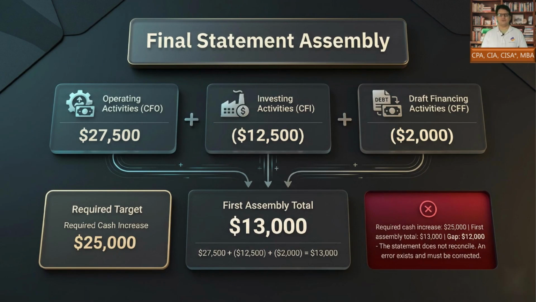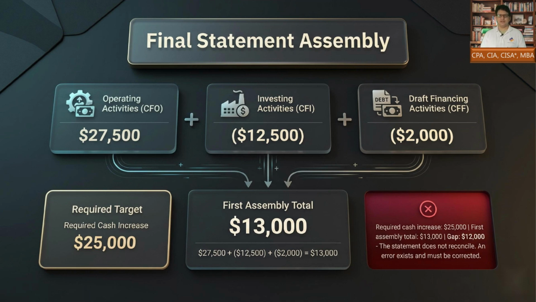Operating cash flow is $27,500. Investing cash flow is -$12,500. Draft financing cash flow is -$2,000. The total is $13,000. But our required cash increase from the beginning was $25,000. That creates a $12,000 gap.